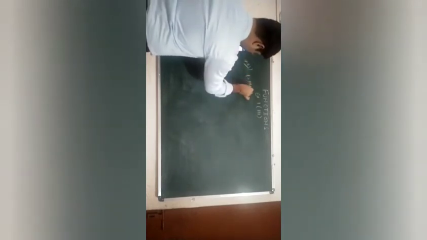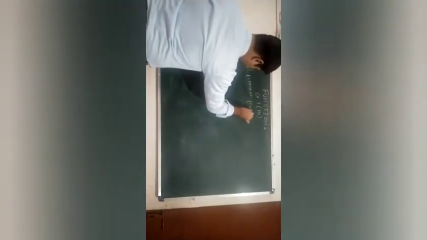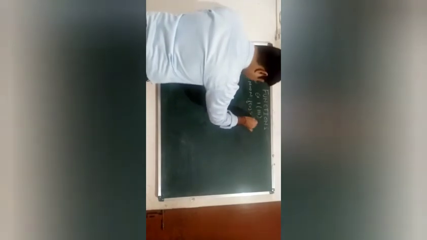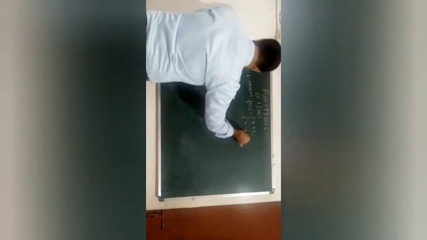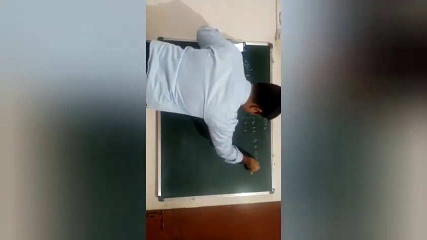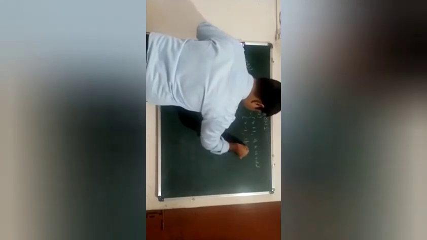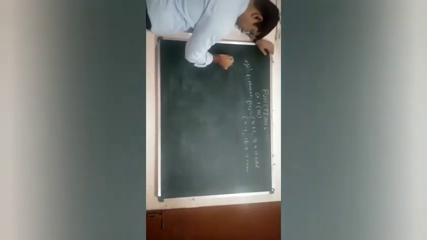f from N to N is defined by f of x is equal to x plus 1 if x is odd and x minus 1 if x is even. We have to show that this is a bijective function. So we will check both one-one and onto. First let us check the one-one property, or injectivity.